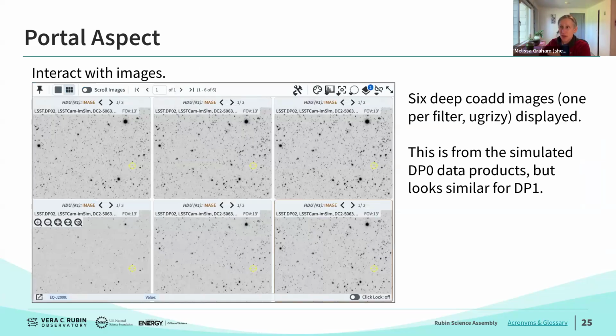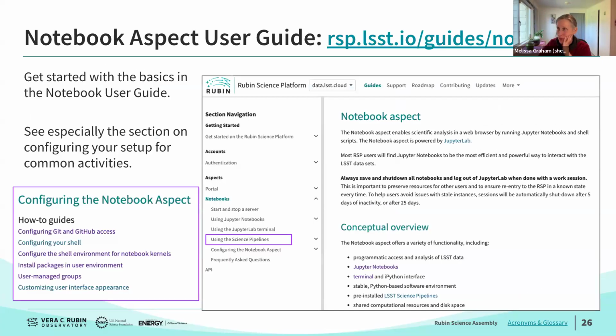In the portal aspect, it's not just catalogs, but you can also pull over images and interact with them in the image viewer. For example, this is 6 deep co-added images, 1 per filter, ugrizy, that is displayed. This is also kind of an old image from the Data Preview 0 simulated data, but the interface looks the same for Data Preview 1, and you can do the same kinds of queries. So it's also very good for quick look. If you just want to take a look at a given coordinate, you just want to look at your object really quickly in the deep co-added images, you can do that with the portal. So portal, great for browsing, user interface, no Python.